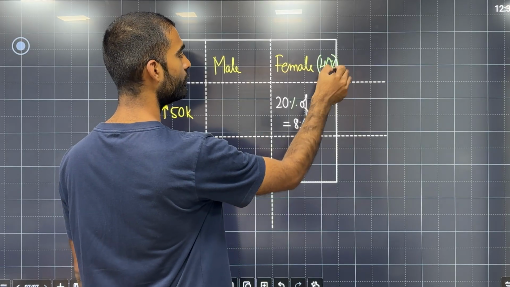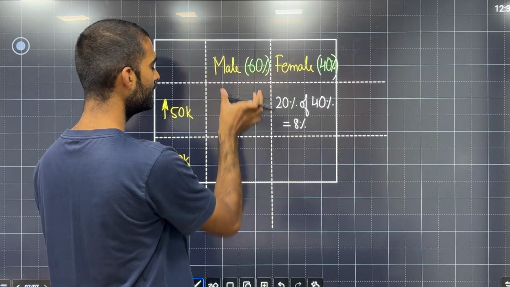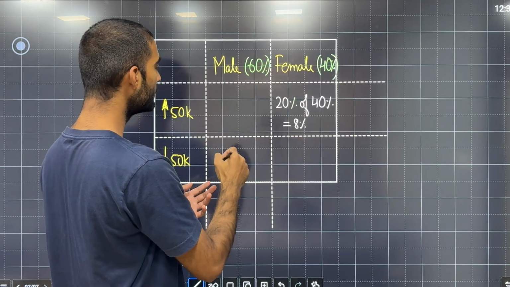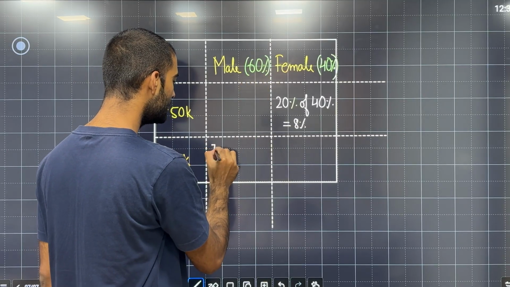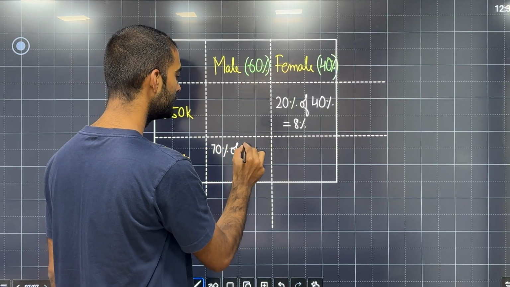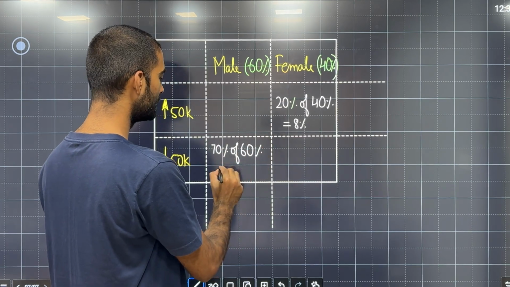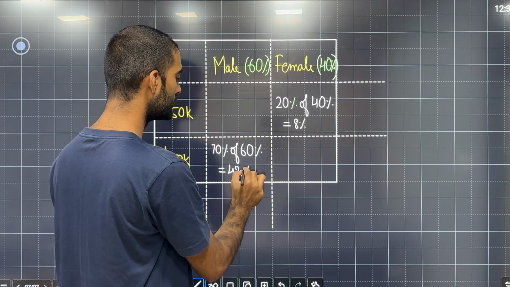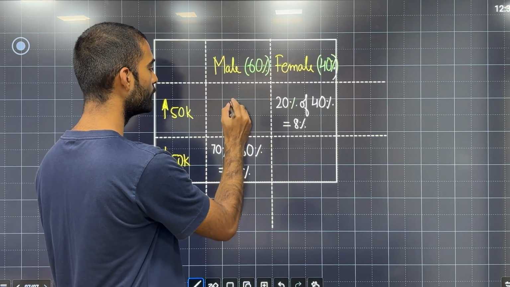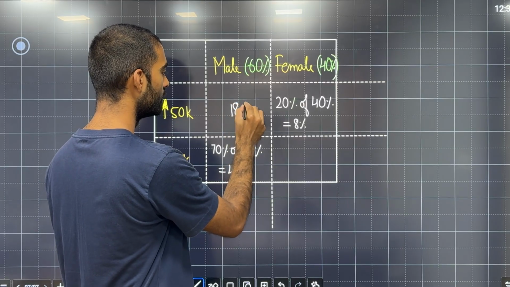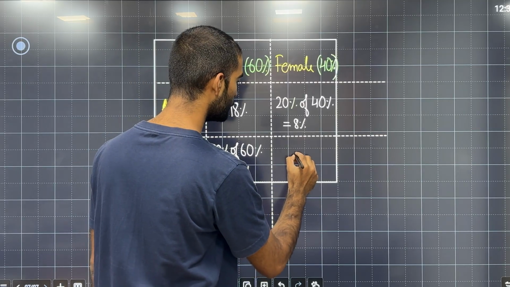Also notice that if female is 40%, males are going to be 60%. And if males are 60%, then 70% of these males are going to earn less than 50k. So 70% of 60% are going to earn less than 50k. So this comes out to be 42%. And if this is 42% out of the 60%, then this is going to be 18%. And if this is 8% out of the 40%, then this is going to be 32%.